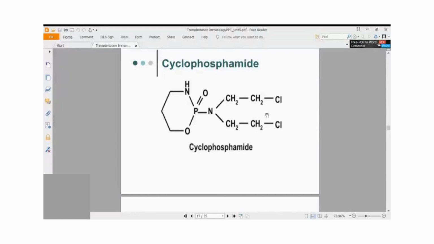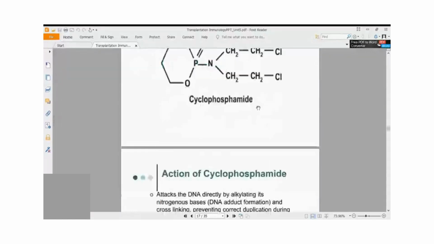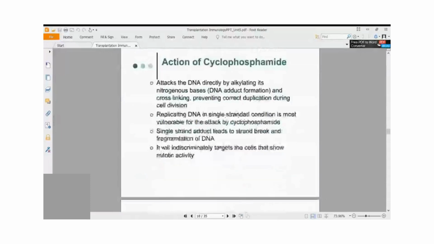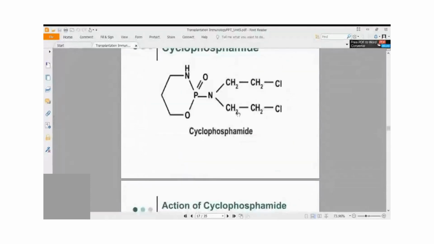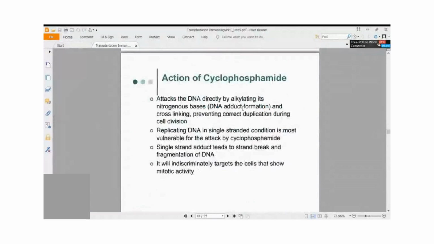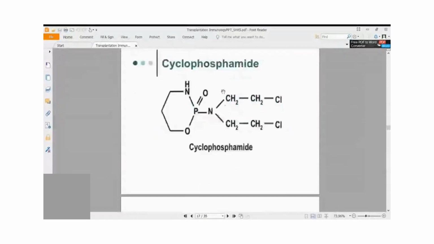Second, by forming an adduct with the nitrogenous bases, the process is called alkylation, because this is the alkyl residue, and by bonding with the nitrogenous base, this alkyl residue together with this pyridine ring will be attached to that nitrogenous base. That process is called alkylation, and that alkylated DNA, the DNA adduct which is formed, will not function, because that DNA strand will have an additional residue attached to the nitrogenous base.